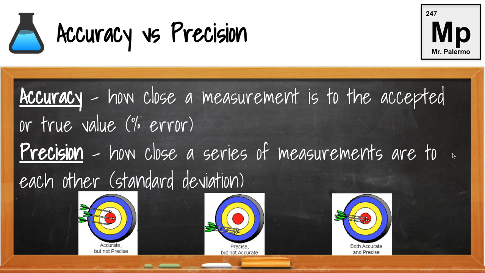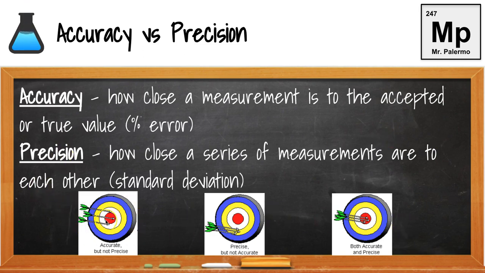Accuracy is how close measurements are to the accepted or the true value, and we can measure that using percent error. And our precision is how close the series of measurements are to each other, and we can measure that using standard deviation. So looking at this example here, we have 3 targets.